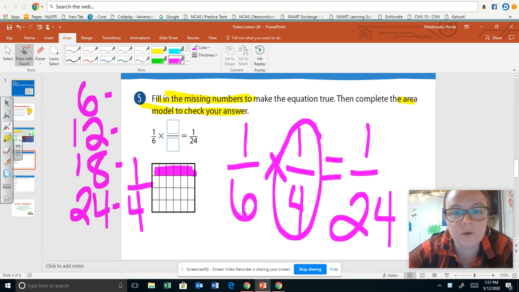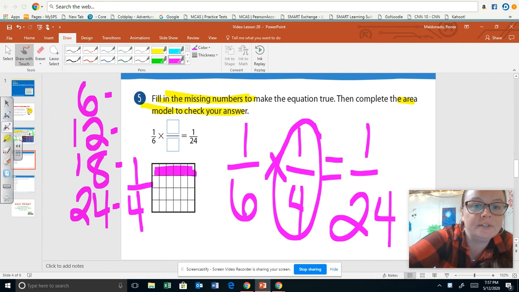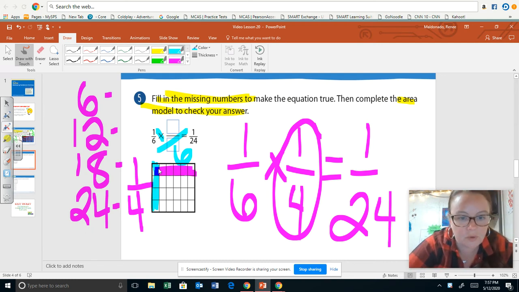Okay, so my width is 1/4. I shaded in 1/4. Now with a different color, my length is going to be 1/6. So I'm going to shade in 1 column out of 6, because if you look, there's 1, 2, 3, 4, 5, 6. So if I shade in 1 column out of 6, it would be this one right here.